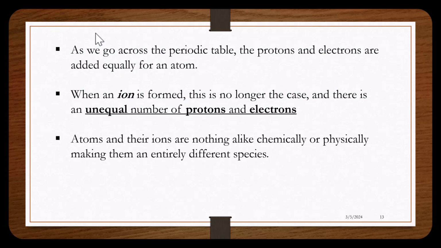Before we get into the nuts and bolts of the octet rule, I wanted to define what an ion is. As we go across the periodic table, the number of protons and electrons are added equally. Hydrogen would have 1 proton and 1 electron, helium would have 2 protons and 2 electrons, lithium would have 3 protons and 3 electrons, and so forth. When an ion is formed, this is no longer the case, and there's an unequal number of protons and electrons. Atoms and their ions are nothing alike chemically or physically, making them entirely different species.